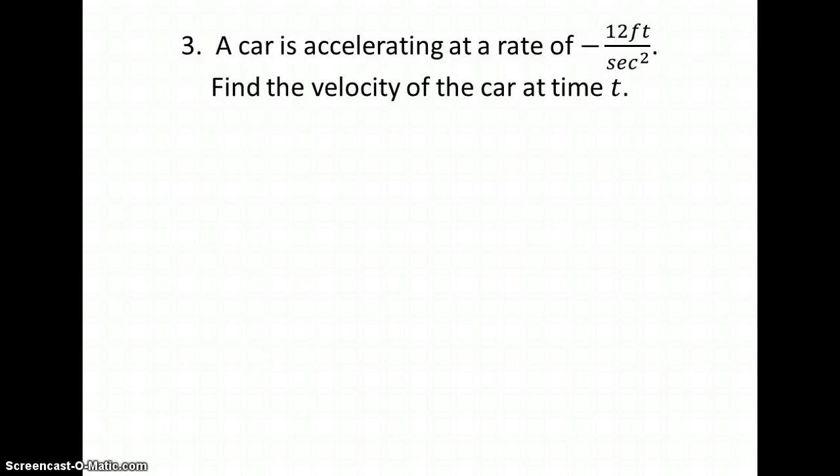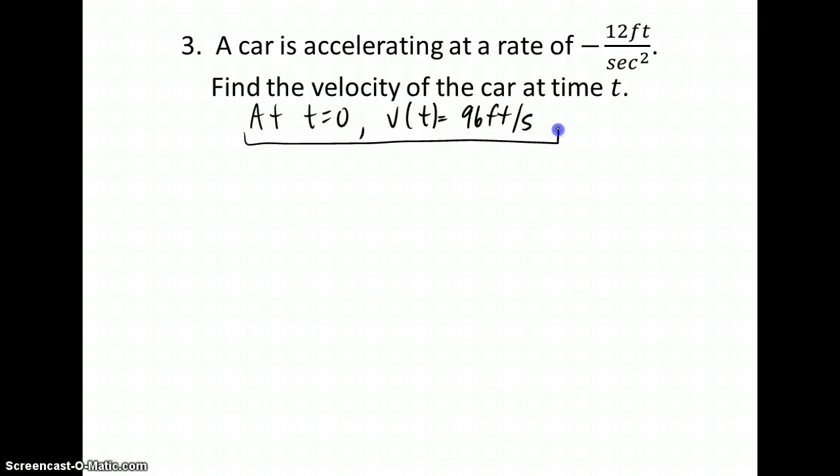So a car is accelerating at a rate of negative 12 feet per second squared. Find the velocity of the car at time t. And I missed a part of this. At t equal to 0, the velocity of the car is 96 feet per second. So this is an initial condition, so we're going to be able to find a particular solution. What does that mean? We'll be able to solve for c.